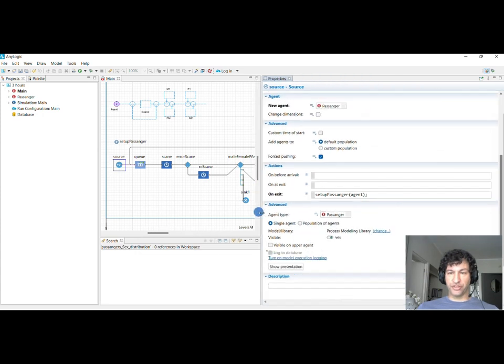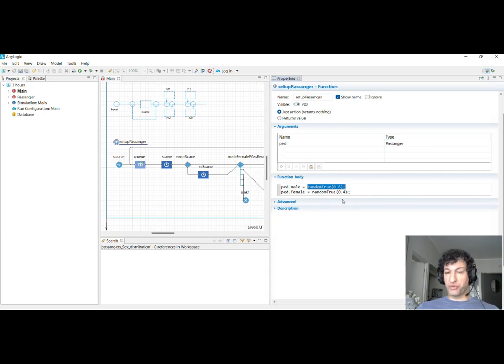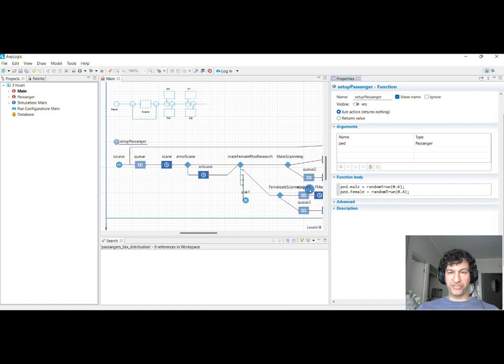In the source, he uses this setup passengers function, and this function has this code, which means that each pedestrian or passenger has a male variable and a female variable, and it calculates both. So each passenger can be female and male at the same time, and also neither of these options. Maybe he did this quickly because, of course, everybody is under time pressure, so it's normal to make mistakes. But the problem occurs here.